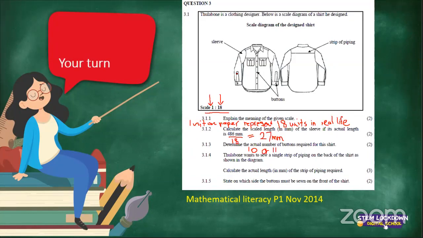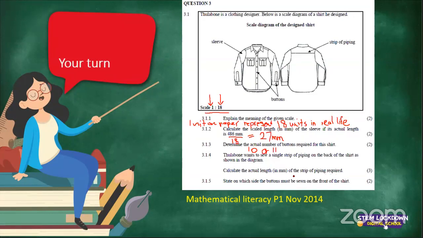Bacon also got the answer correct. Okay, now let's select number 4. Now it says Tulabone wants to sew a single stripe of piping on the back of the shirt, right? That is a single stripe as shown in the diagram. Calculate the length in millimeters of the stripe of piping required, right?